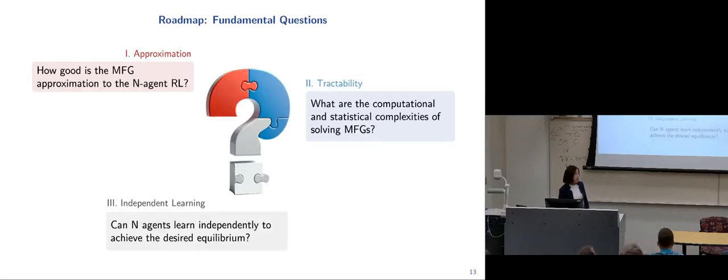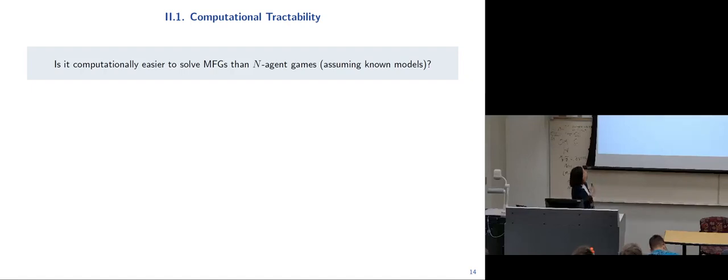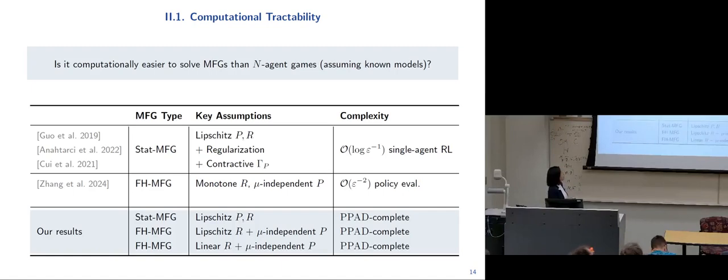Cool. All right. So now we're going to also answer the second question, right? How tractable it is to solve these mean field games. And let me just speed up a bit. So first of all, we want to look at the computational tractability, right? Assume that we know the underlying mean field game models. How hard is it to solve this mean field game problem?